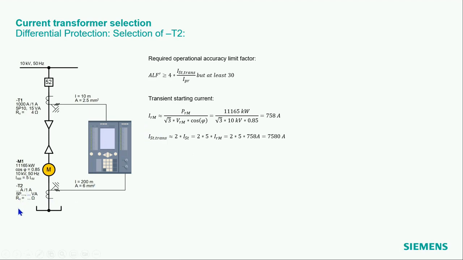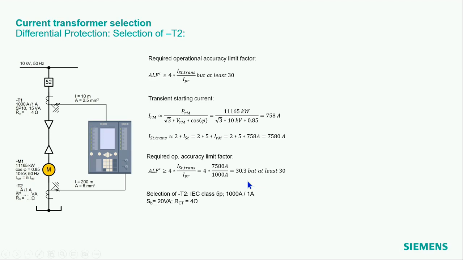Starting current, because I have here also the starting current is 5 times the nominal current, so I come to this value here. And then inserting this value, we can calculate the required operational accuracy limit factor. So it's the 7,580 divided by 1,000 times 4. 1,000 is here the current transformer. So it's 30.3, but at least 30. So this time, this number here wins a little bit.